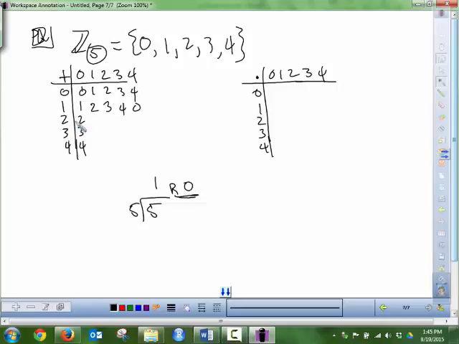All right, 2. 2 plus 1 is 3. 2 plus 2 is 4. 2 plus 3 is 5, so what should this be? And 2 plus 4 is 6. What should this be? 1. So that should be 1. And then same thing here. 3, 4, 0, 1, 2, 4, 0, 1, 2, 3.